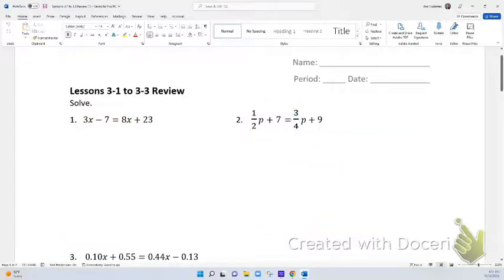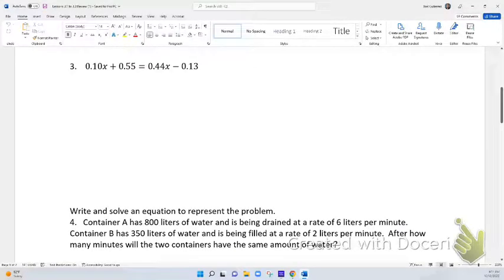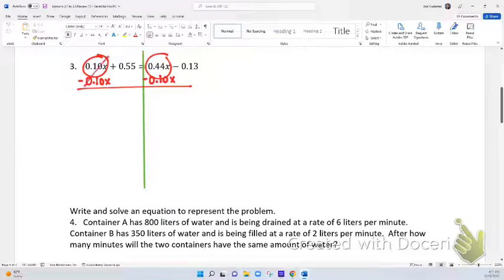Alright, so let me scroll down. Alright, so for number 3, the same exact thing, except you're just dealing with decimals. So here's your line. So you have 0.10x, you have 0.44x. 0.10 is smaller, so subtract both sides by 0.10. These go away, you're left with 0.55. 0.44 minus 0.10 gives you a 0.34.